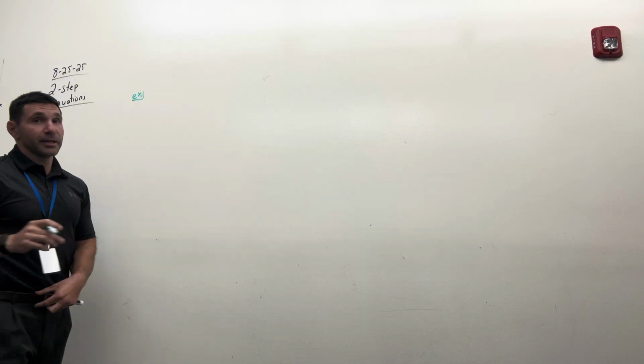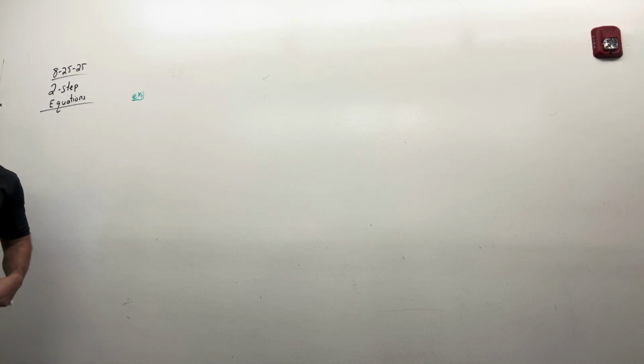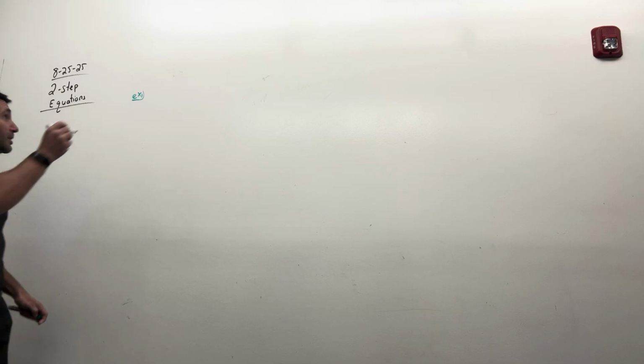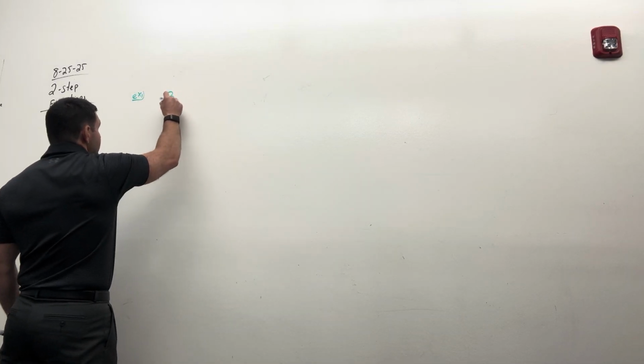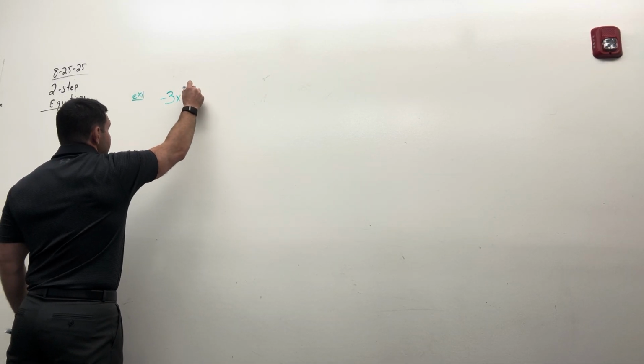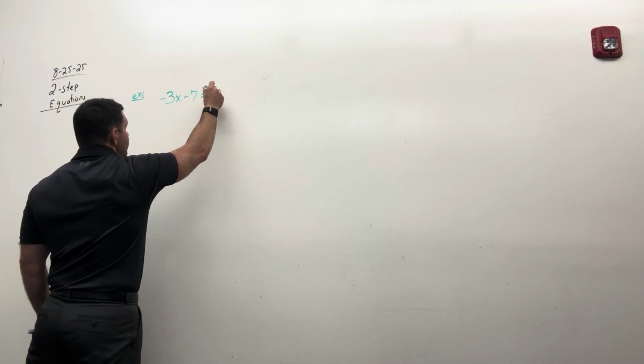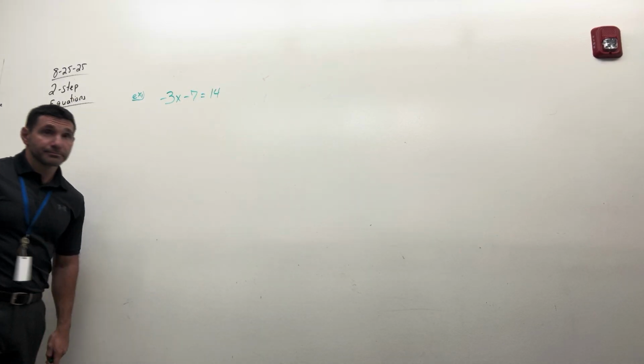And if you think, hey, Mr. H, you're really teaching equations fast, you're right. This is the same thing that I taught you last year at the start of geometry, which you should have learned in algebra. Again, I understand, but I taught you these in geometry. So the basics, let's say -3x minus 7 equals 14.